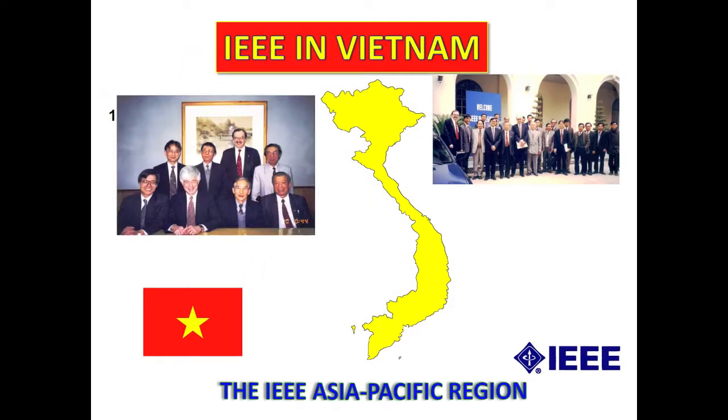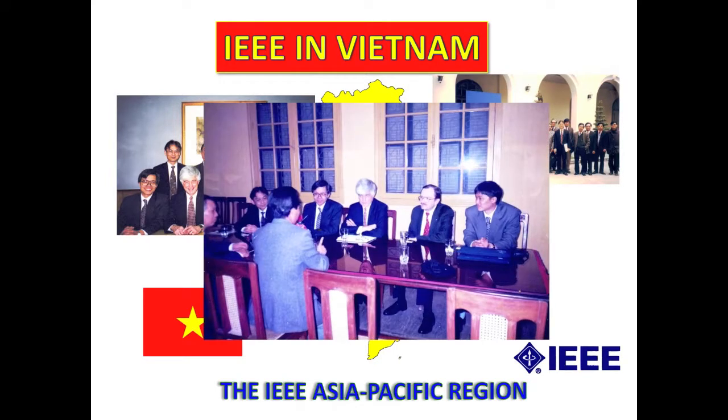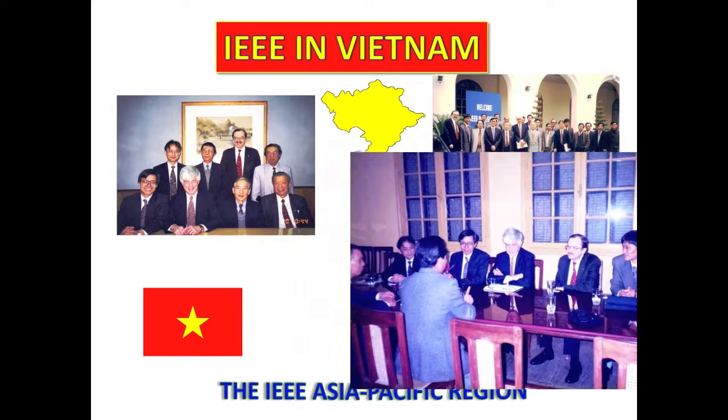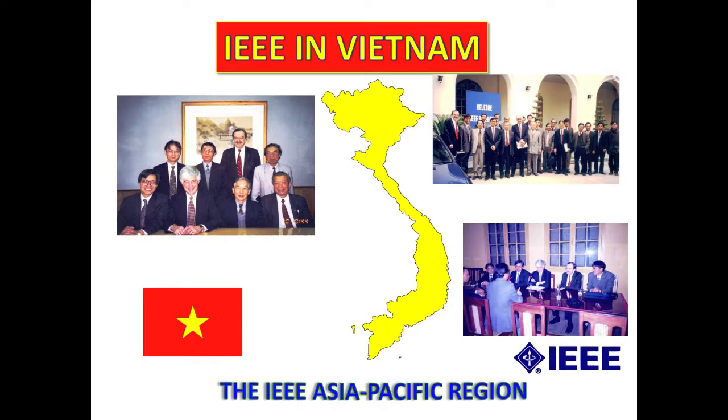Dang Hu, Minister of Science and Technology, and Mr. Thun, President of Directorate General of Posts and Telecommunications Vietnam. As a result of negotiations conducted during the visit, a memorandum of understanding was signed 1 year later in 1995. However, this MOU did not result in any presence of a local IEEE organizational unit in Vietnam.